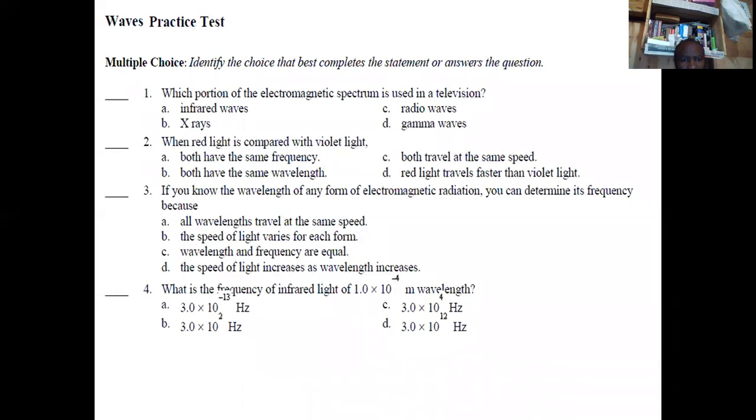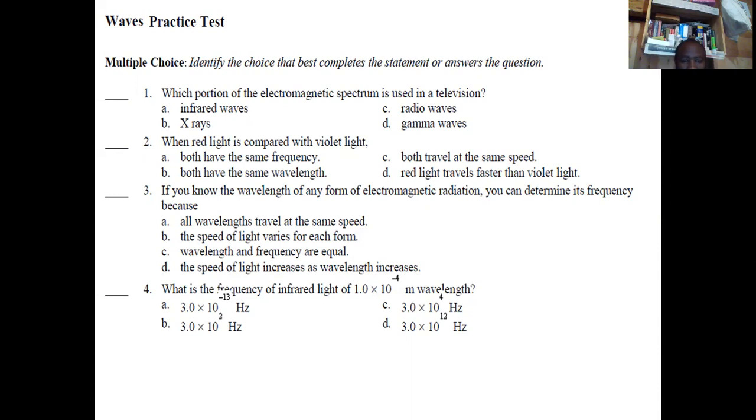So in that question, what it is testing is what? Which portion of the electromagnetic spectrum is used in television? Simple. Question number 2, when red light is compared with violet light, both have the same frequency. Is that so? Both have the same wavelength. Is that so? Both have the same speed. Is that so? Red light travels faster than violet. Is that true?